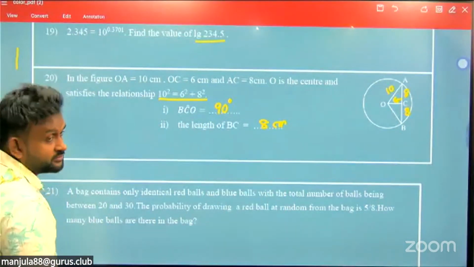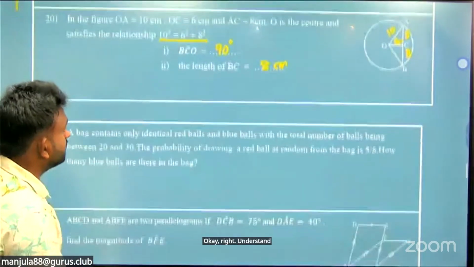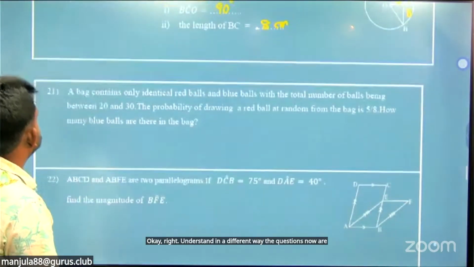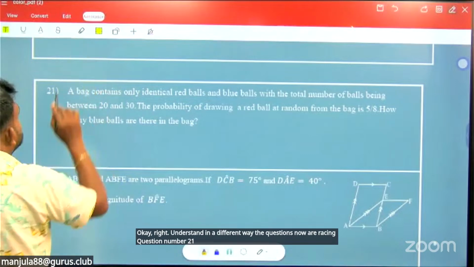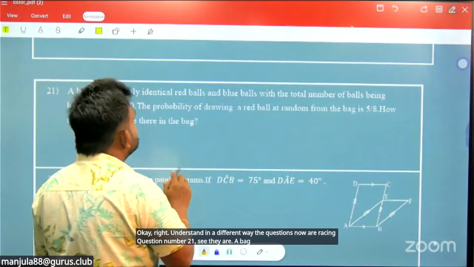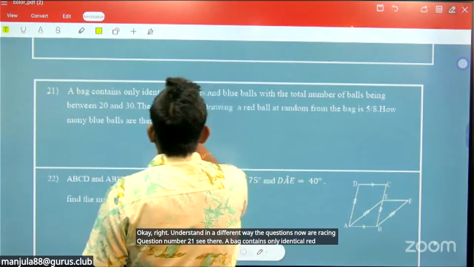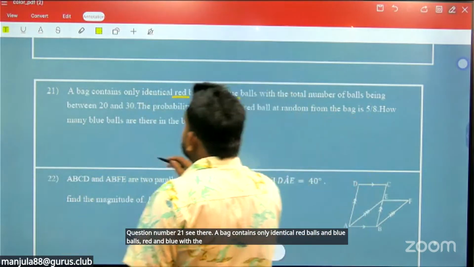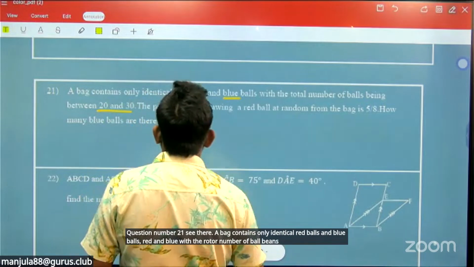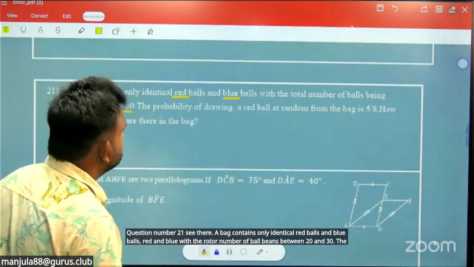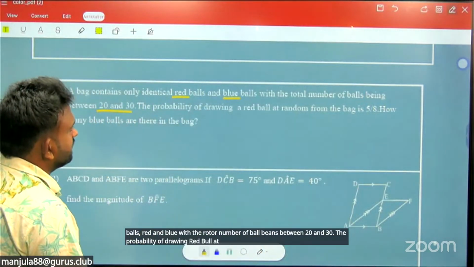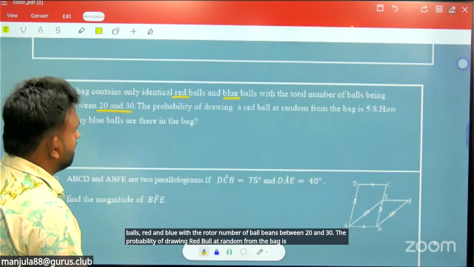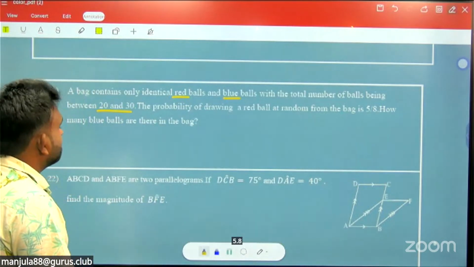Okay, right. Understand in a different way the question now. Question number 21. A bag contains only identical red balls and blue balls, with the total number of balls between 20 and 30. The probability of drawing a red ball at random from the bag is 5 upon 8. How many blue balls are there in this bag?